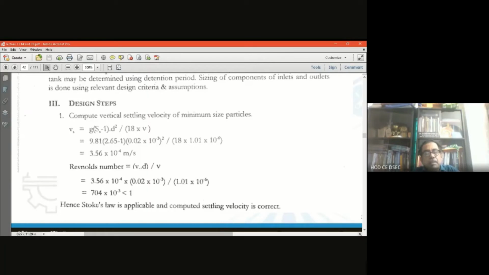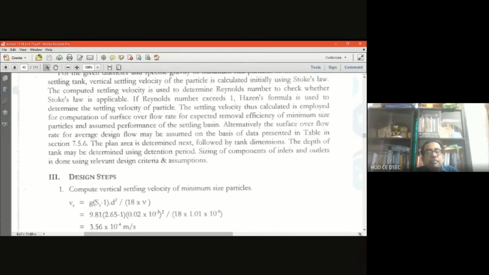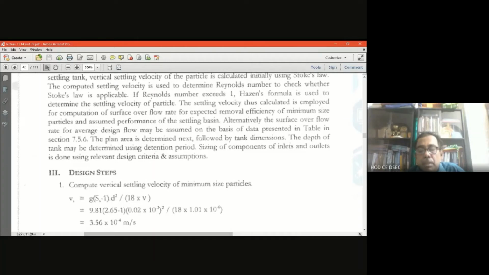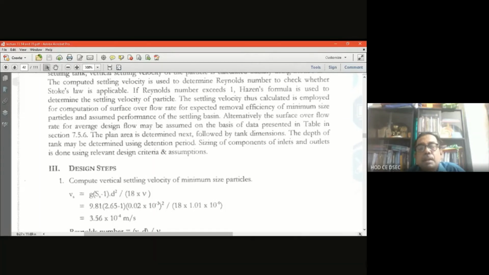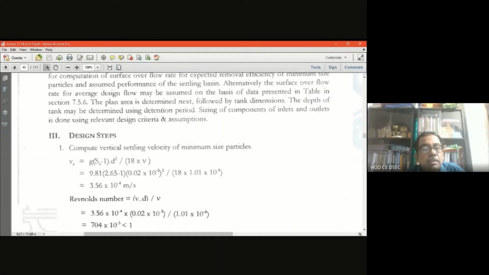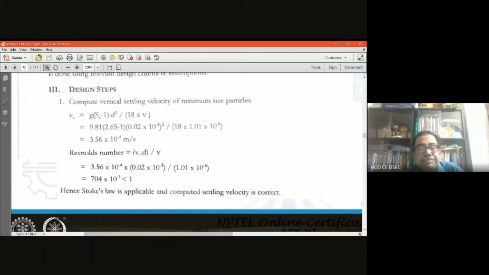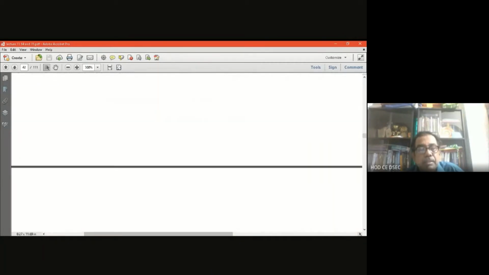What is the Reynolds number? Vd by nu. V we have calculated just now, d is given, nu is given. It is found that the Reynolds number is 0.704. That means it is less than 1, so the application of the Stokes law is 100% valid here. This is one type of check.